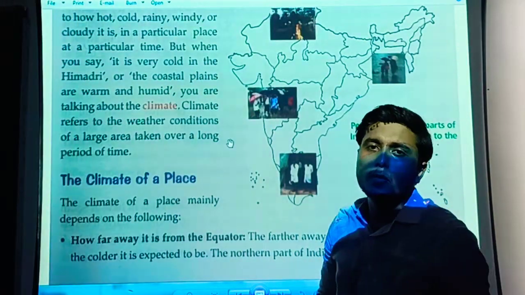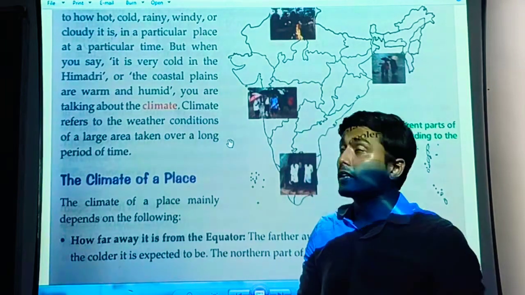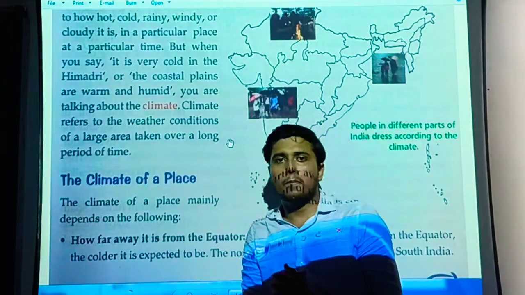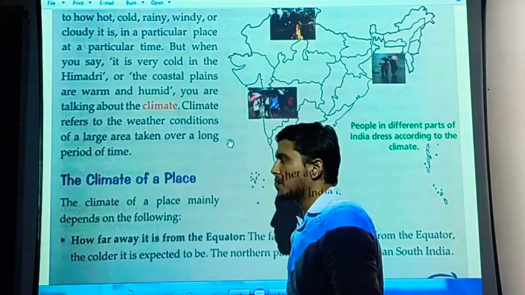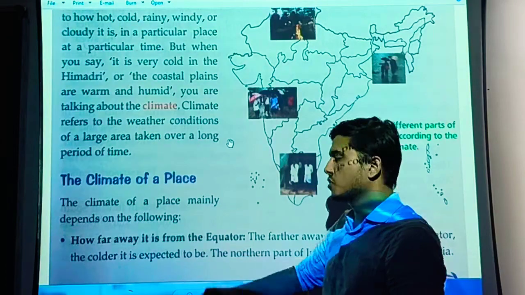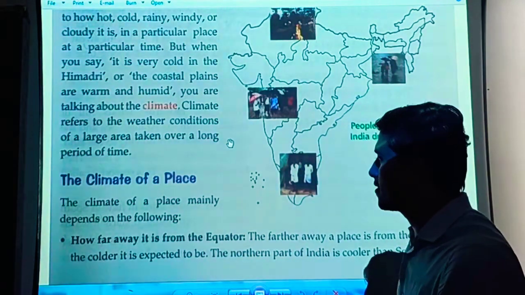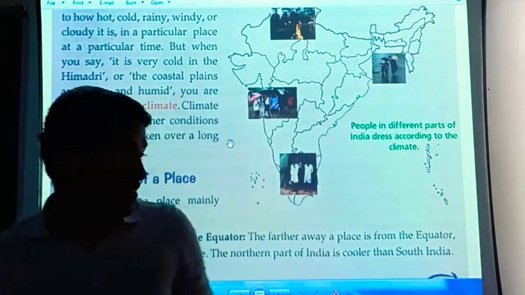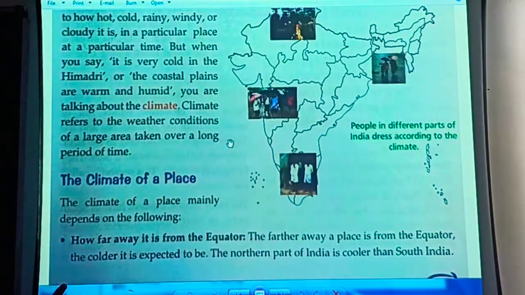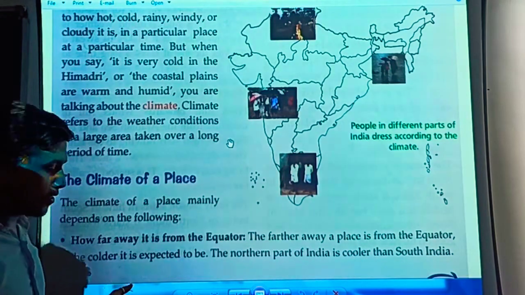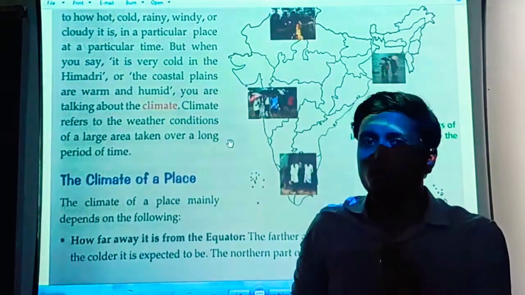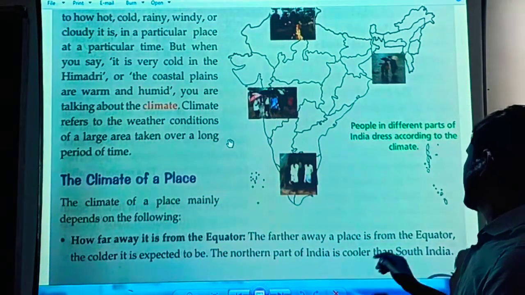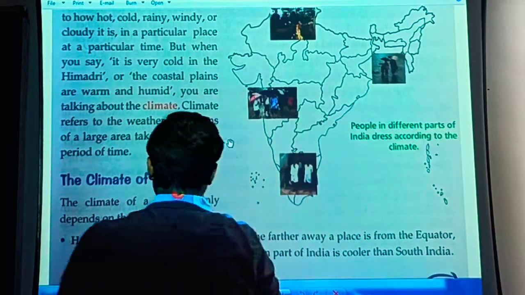Now students, after reading about the differences between climate and weather, let's talk about the reasons which affect the climate of a place. The climate of a place mainly depends upon the following things. The first reason, which is written in bold letters, is how far it is from the equator. I hope you all know what the equator is. It is the imaginary line in the center of a planet, equidistant from both of the poles, the South Pole and the North Pole. So the farther away a place is from the equator, the colder it is expected to be.